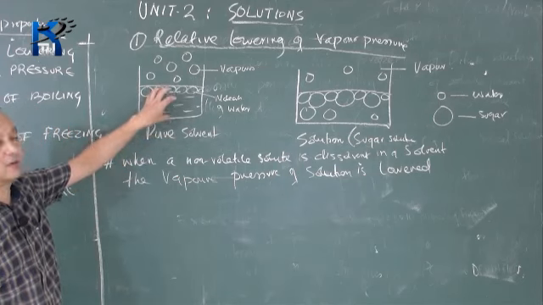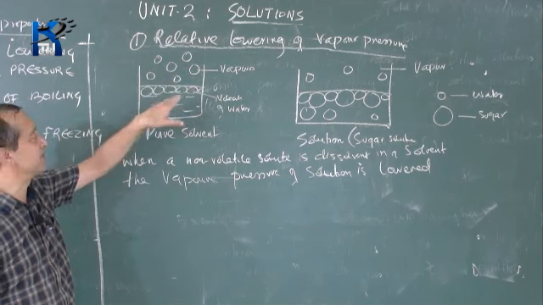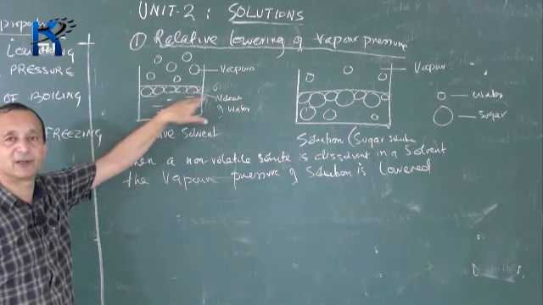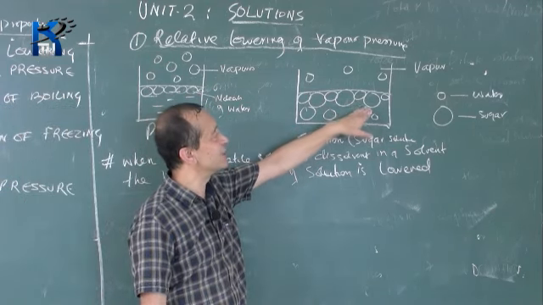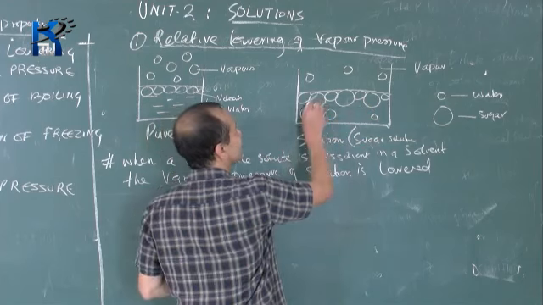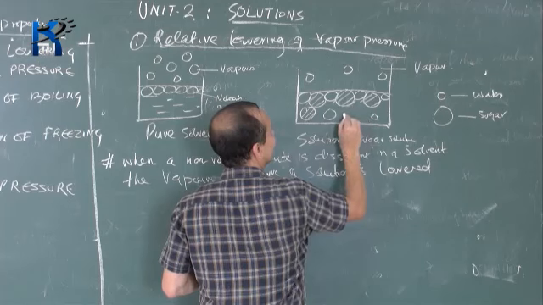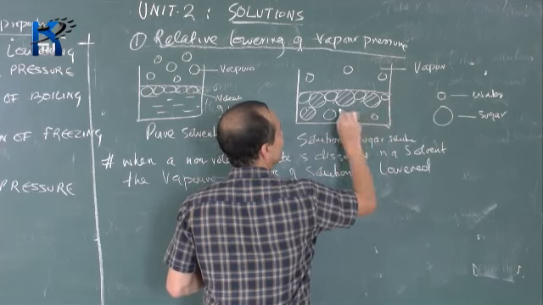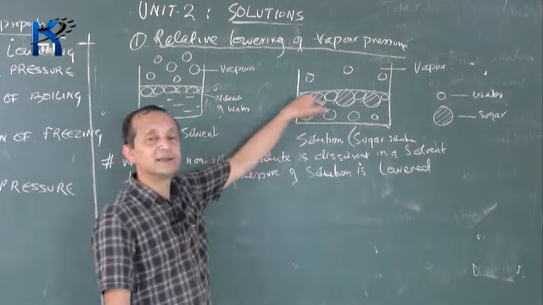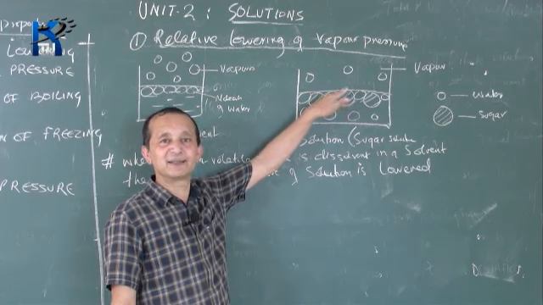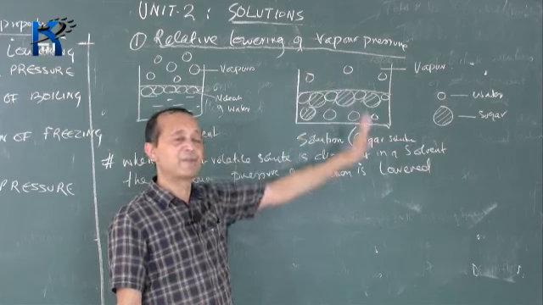When it is pure water, the vapor pressure was more. Why it was more, I explained: because the surface is entirely filled with water molecules. So when you dissolve sugar, let this be a sugar, then the entire surface area does not contain water molecules. So there will be less amount of water molecules on the surface. So the vapor pressure is less.